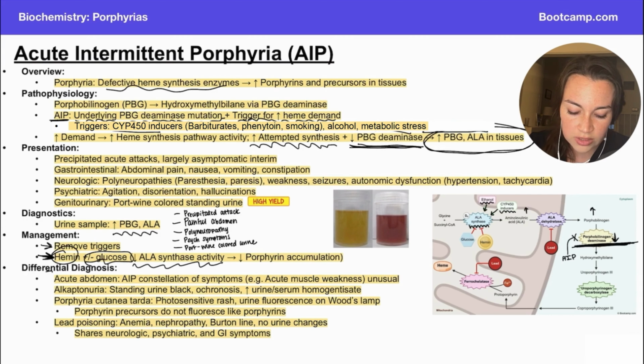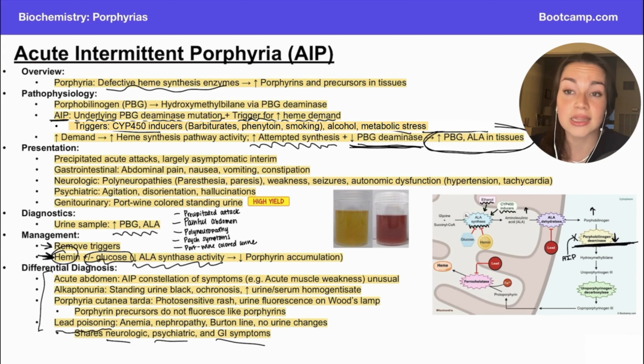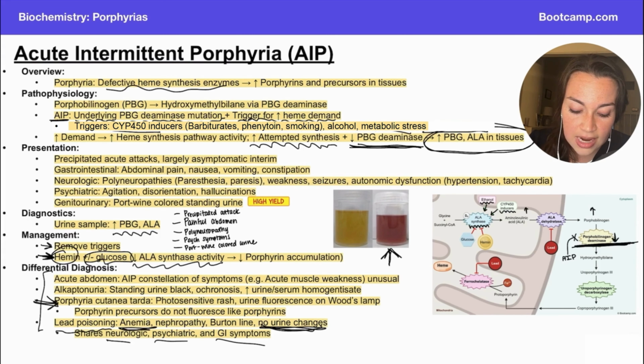Then we talked through some of our differential diagnoses, perhaps the most confusing of which, at least in my own opinion, is lead poisoning, which shares the neurologic, psychiatric, and GI symptoms, but lead poisoning was one of our causes of sideroblastic anemia and did not result in these urine changes, that port wine colored standing urine, like we saw in AIP. Another thing on our differential was porphyria cutanea tarda, the next porphyria that we'll talk about in the next video, so stay tuned for that.